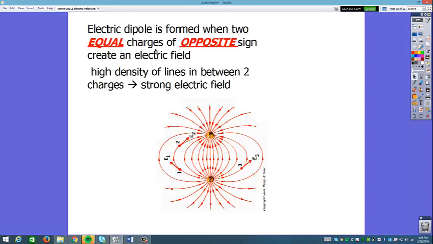And again, just like before, wherever you see the field lines really, really close together, that means that you're going to have a stronger electric field. So you have a stronger electric field in the middle right here than you do when you're out here on the outside.